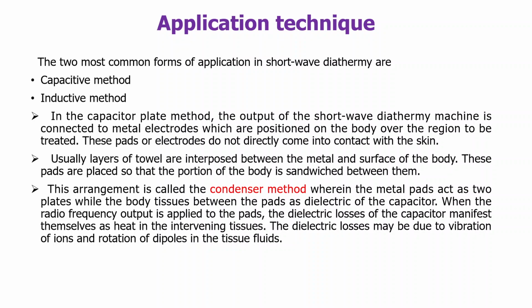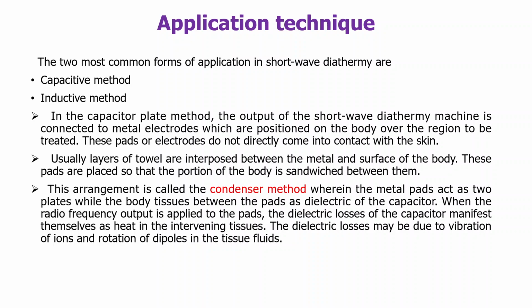And also how we are going to use the electrodes: two types of electrodes we are using in shortwave diathermy. One is the capacitive method, another one is the inductive method. The capacitive method is also called the condenser method. Usually we do not place the metal electrodes directly on the human body. So we have some towel arrangement, layers of towels, interposed between the metal and the surface of the body. These towels act like a pad. Using this we place our metal electrodes.